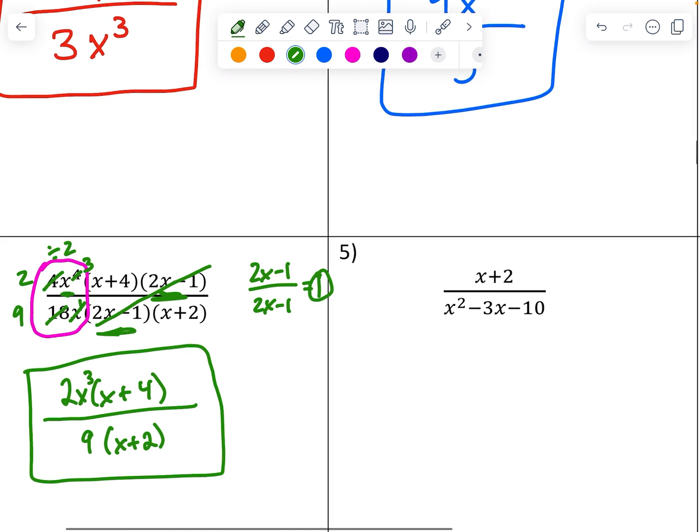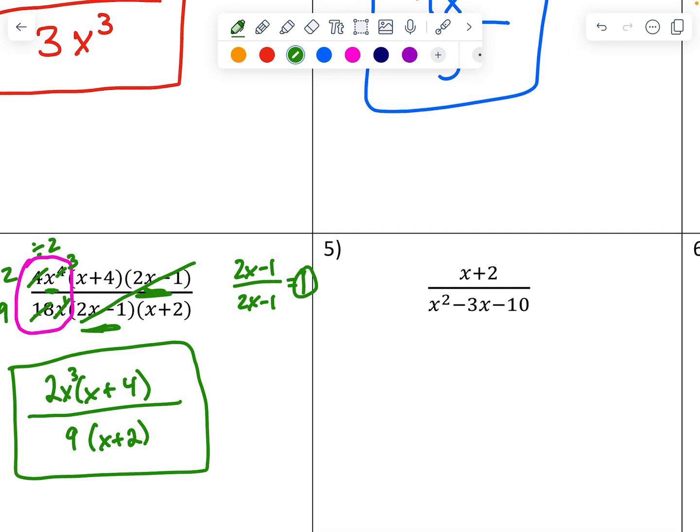Number 5, I don't see any factors that cancel yet. So I think a lot of people have a misconception where they would try to cross off the x and the x. However, because there's a plus sign separating them and a minus sign, you cannot do that. So these ones you want to factor first, because the factors would divide to equal 1.